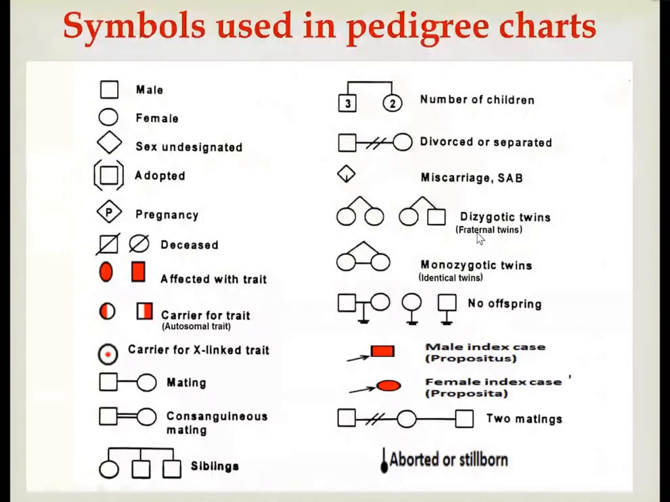Now, no offspring will be marked by this stop mark. Now this is the male proband, this is the female proband. So these are the various symbols that are used in the pedigree chart.